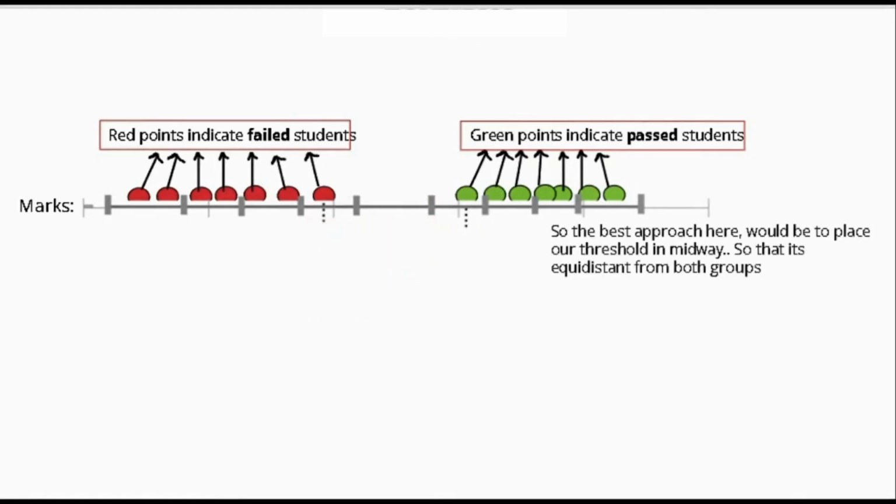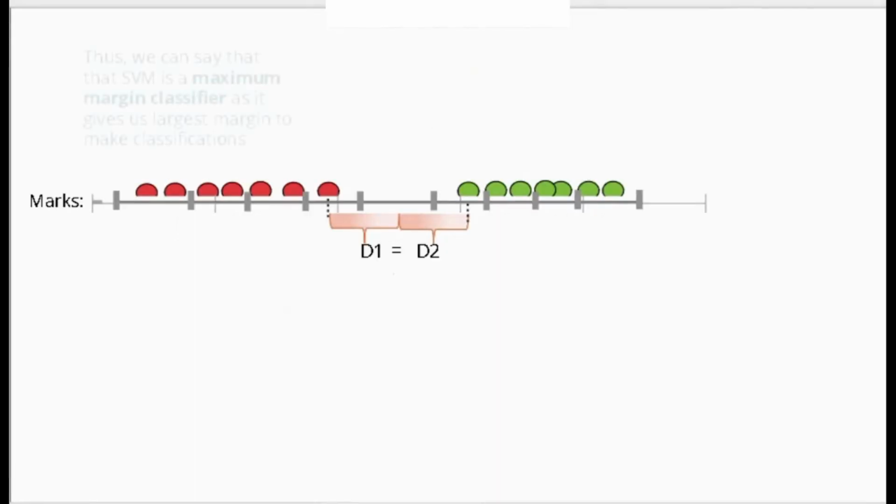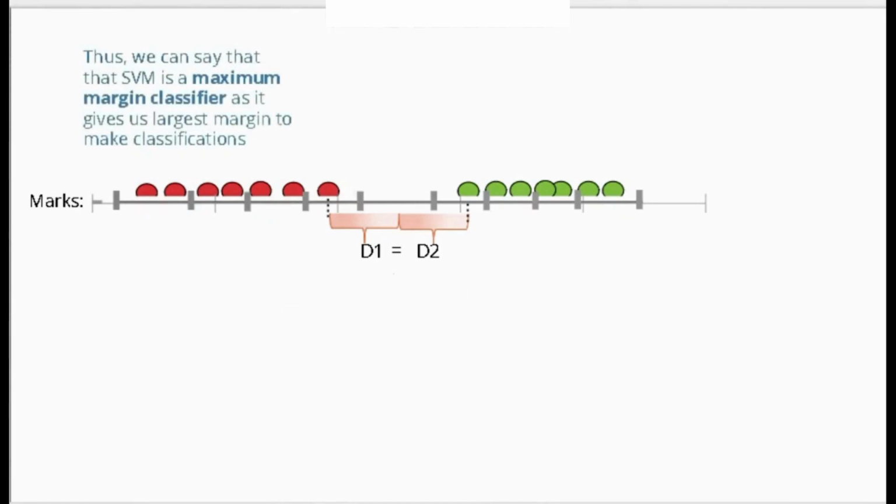So the best approach here would be to place our threshold midway, so that it is equidistant from both groups, where D1 is equal to D2. Here D1 and D2 are the distances between the threshold and its closest observation, also known as margins. Thus we can say that SVM is a maximum margin classifier, as it gives largest margins to make classifications and hence reduce the chances of misclassification.